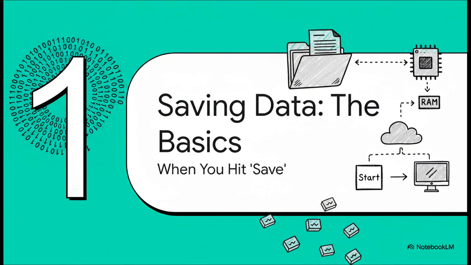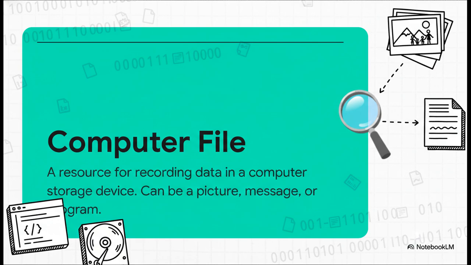Okay, so to figure this all out, we've got to start with the absolute fundamentals. First things first, what even is a computer file, really? And are there some universal rules for how we interact with them? At the end of the day, a computer file is just a container. It's a box for information. It doesn't matter if it's a photo, a text message, a video, or even the program you're running. It's all just data that's been recorded and given a name on a storage device, like your hard drive.